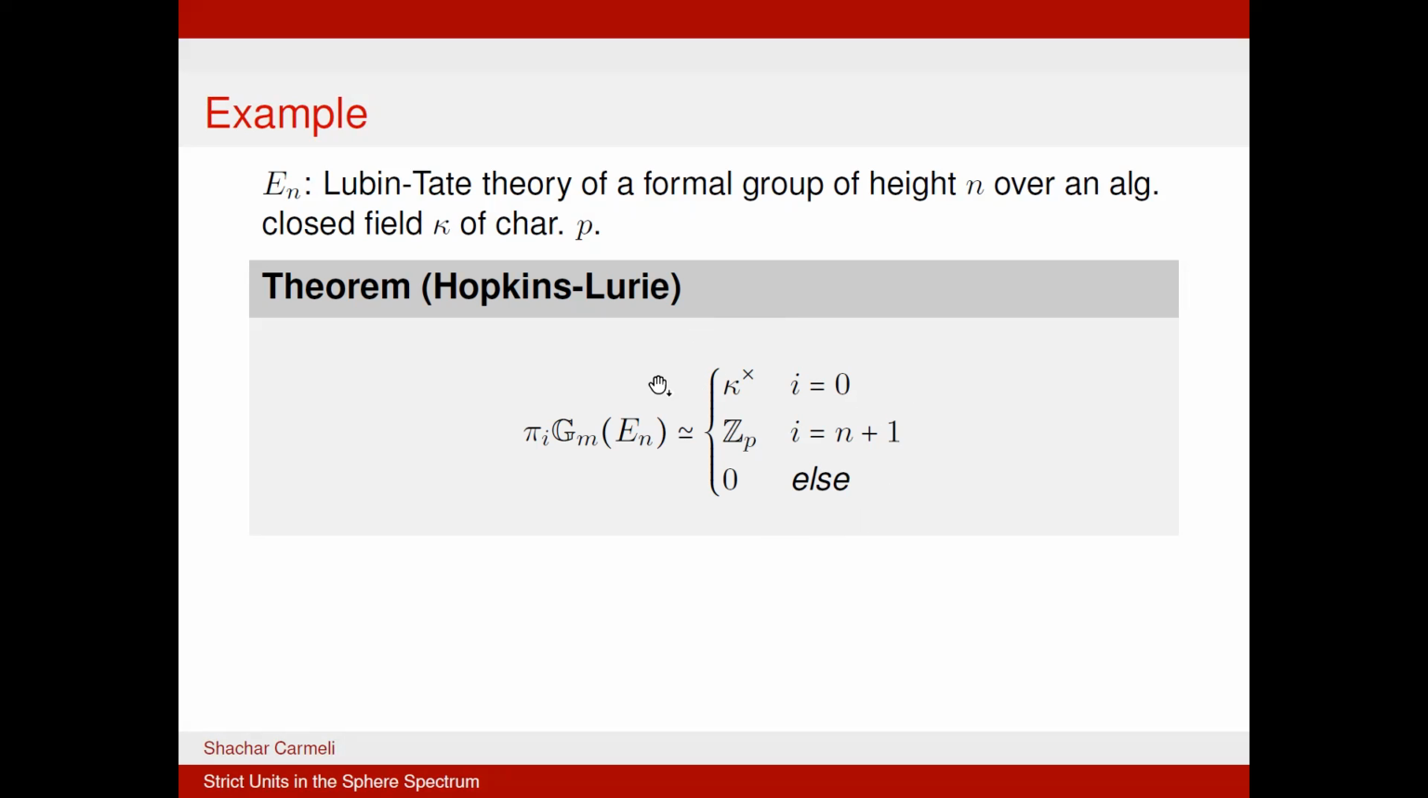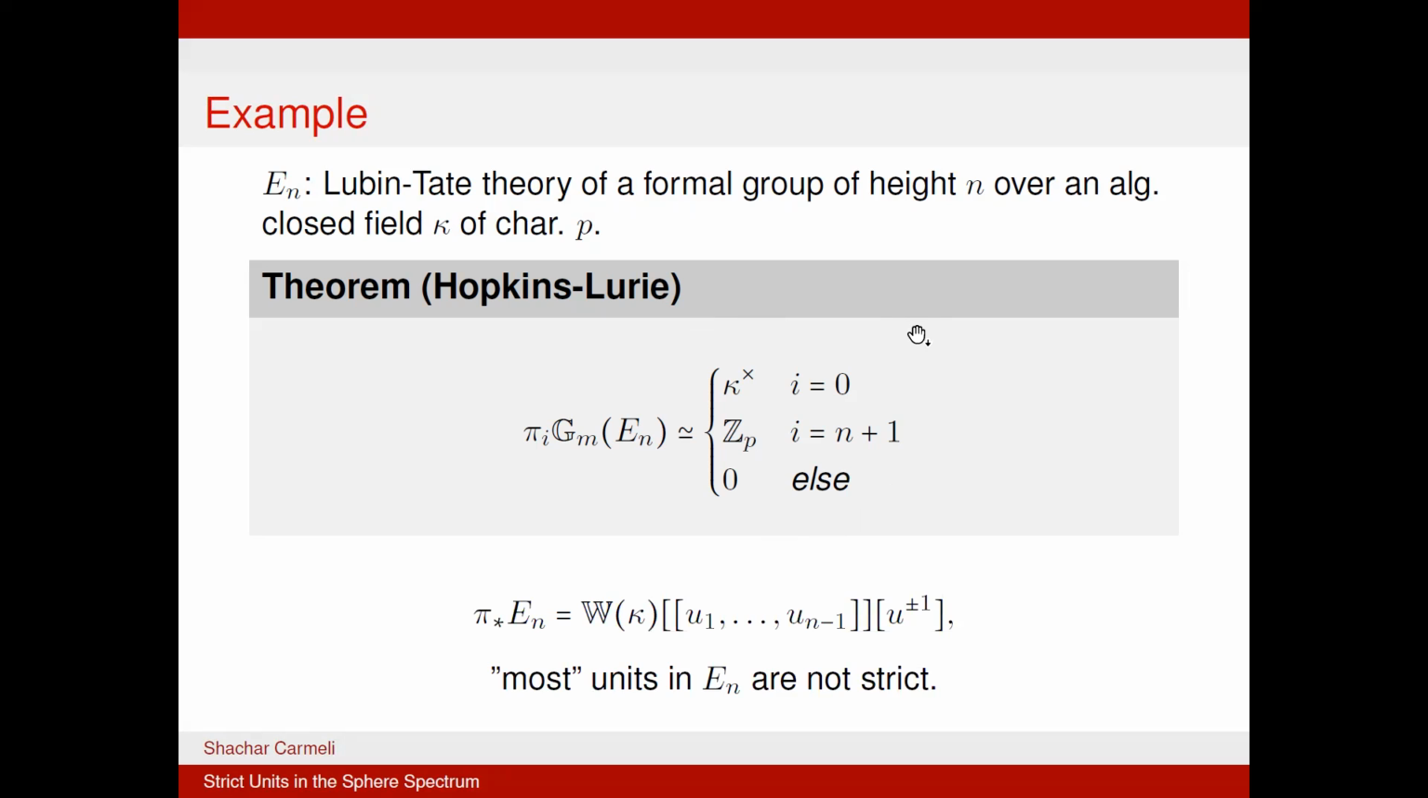But in any case, this is, as you see, very different from GL1, for example, because the pi star of En is the following. It is the Witt vectors of kappa, so something that is like W of kappa to kappa is like Z_p to F_p, so it's much larger. It has all sorts of powers of p inside. Then you also have to add several formal variables to it, and then to periodize it by an invertible element u of degree 2. So a very large ring, and for example, GL1 of En has enormous homotopy groups compared to what's written here. So only a tiny bit of En consists of strict units.